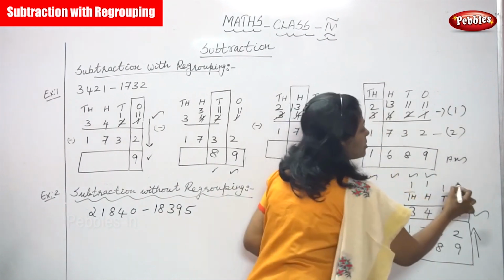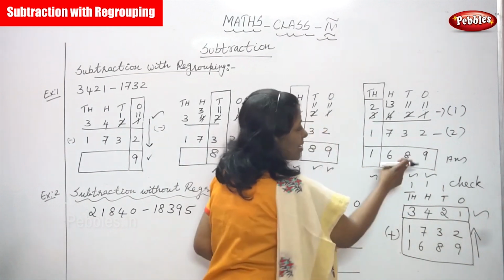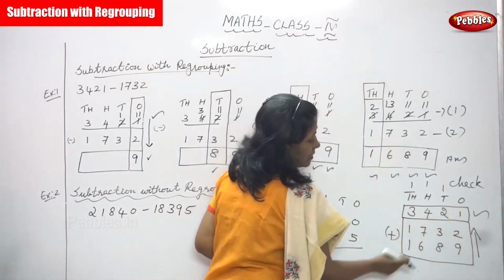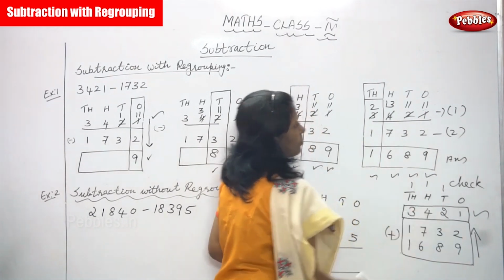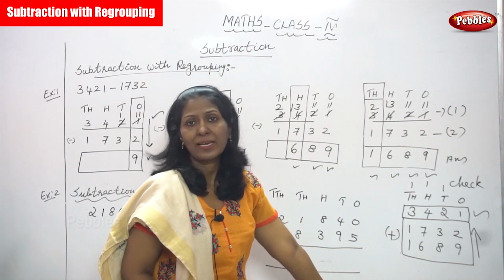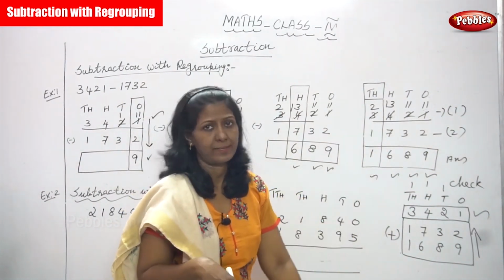So what you're going to do is check whether the answer is right or wrong. I've written the answer and the second number, and I have to add them, and you can get the first number, that is 3421. If you get this answer, the first number, then the answer is exactly correct. That's it.